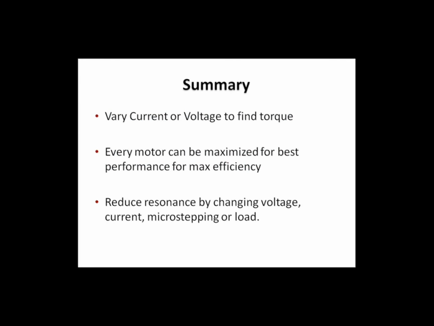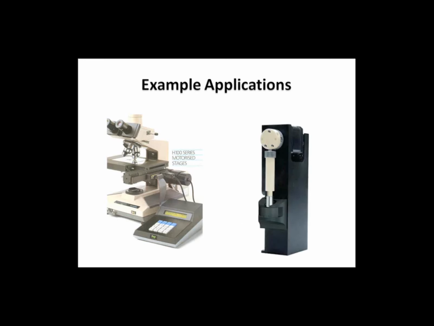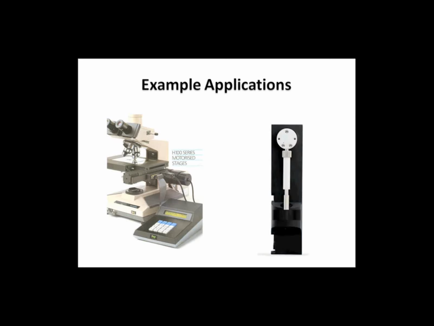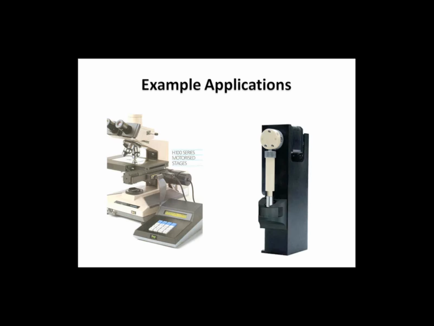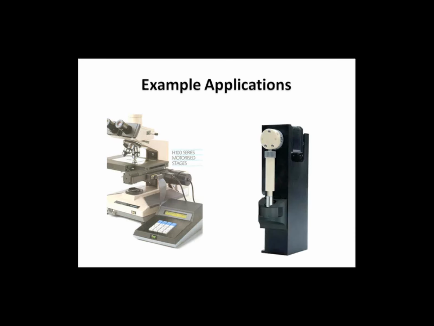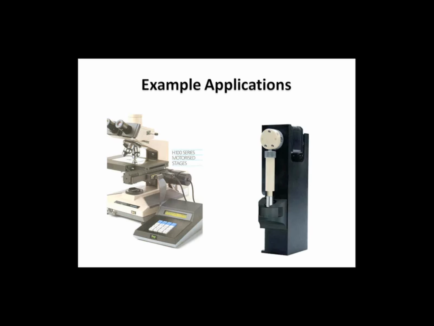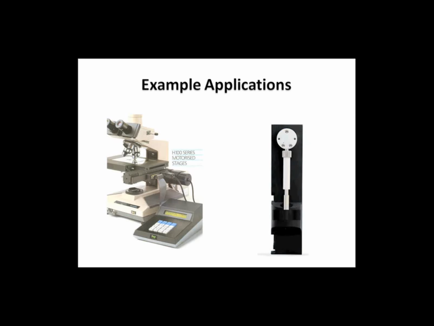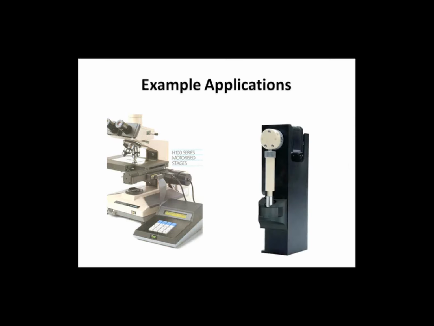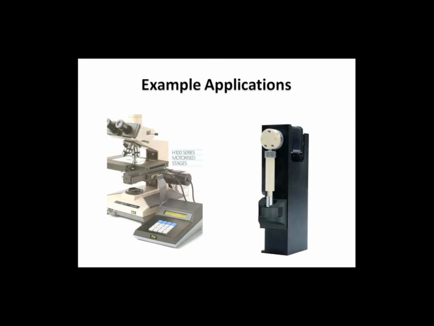Now let's take a look at some example applications. On the left side, you'll see a microscope stage. And in this example, there are 2 step motors that are used to move the X and Y stage. This also has encoders, so it feeds back to the system. Of course, this type of application requires precision and high accuracy. Another example on the right side is a syringe pump. The step motor is located on the top and back side of the unit, and it rotates that round circular device.